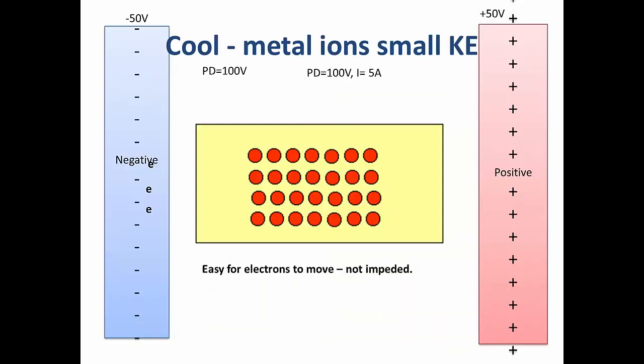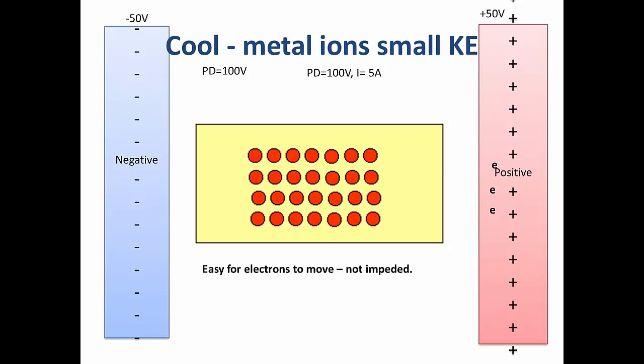Now, let's take a cool metal where the particles are not vibrating very much. We've got a potential difference from the top left, which is negative 50 to positive 50. That gives us a positive potential difference of 100 volts. Now let's say that the potential difference is 100 volts and the current is, let's say, 5 amps. Now it's easy for the electrons to move because they're not impeded, and we can show graphically what this looks like. So they move very quickly because the particles are not moving, they don't impede the motion of the electrons.